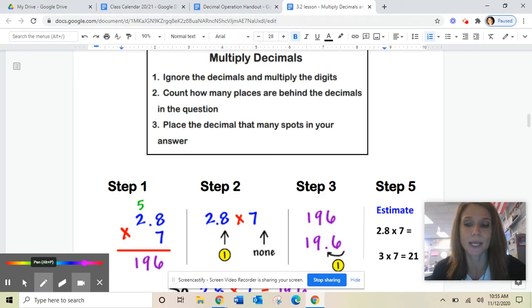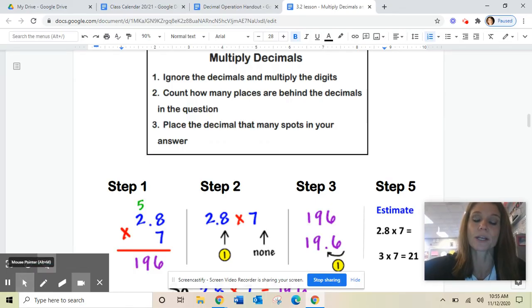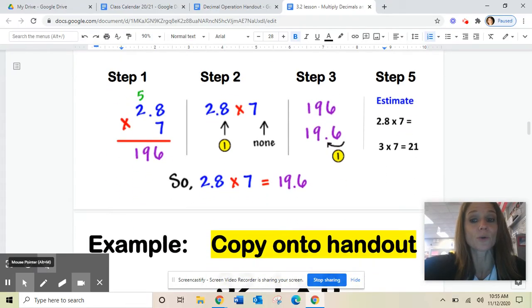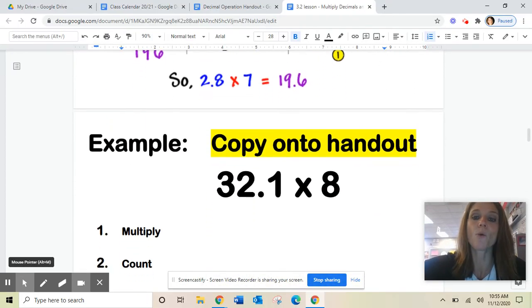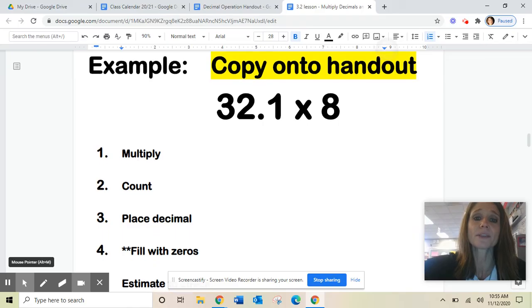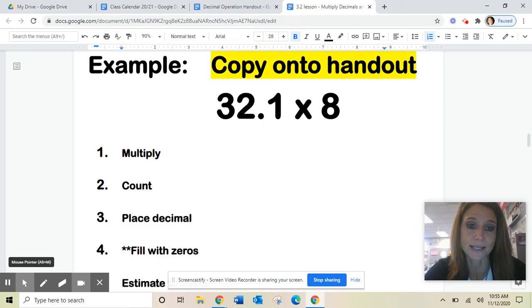So we can estimate. A 2.8 is kind of like a 3. 3 times 7, 21. And a 19.6 is pretty doggone close to a 21. So these are the steps that we'll use when multiplying decimals with whole numbers. I'm going to walk you through this one. And this would be the example that I want you to copy onto your handout.